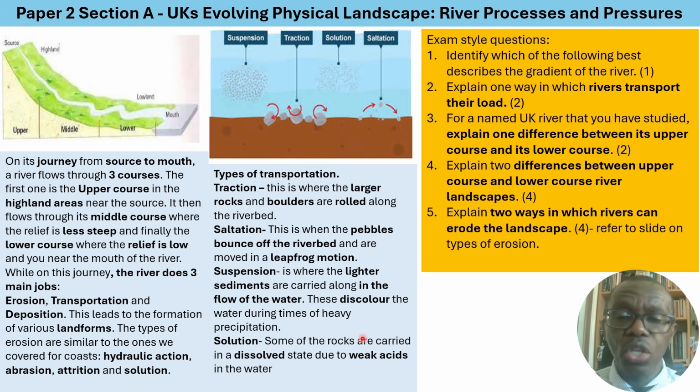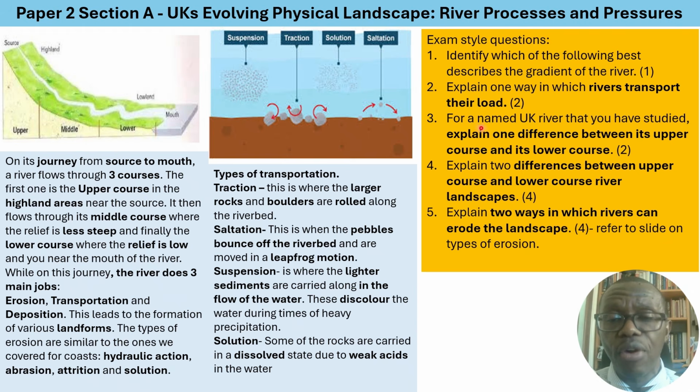Okay, so let's look at a couple of exam style questions that would be asked on this particular information. So identify which one of the following best describes the gradient of the river. So here you're either talking about very steep, or gently sloping, or almost flat, whether it's upland landscape or lowland landscape. Explain one way in which rivers transport their load. Now, of course, here we would be talking about one of these types of transportation that we have just mentioned. So you mention the type of transportation and then explain how it happens.